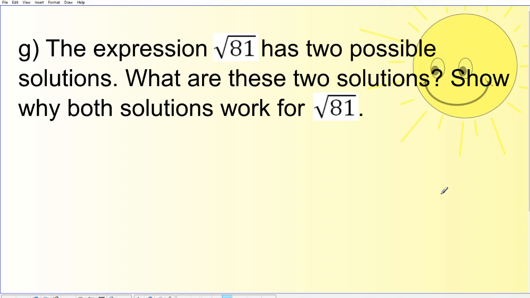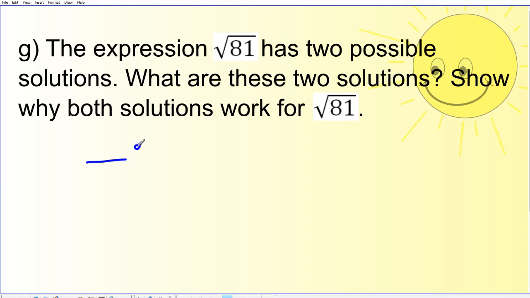Letter G. The expression square root of 81 has two possible solutions. What are these two solutions? And show why both solutions work for the square root of 81. Now this kind of comes into play with what we were just talking about in the last lesson. So let's think about this.